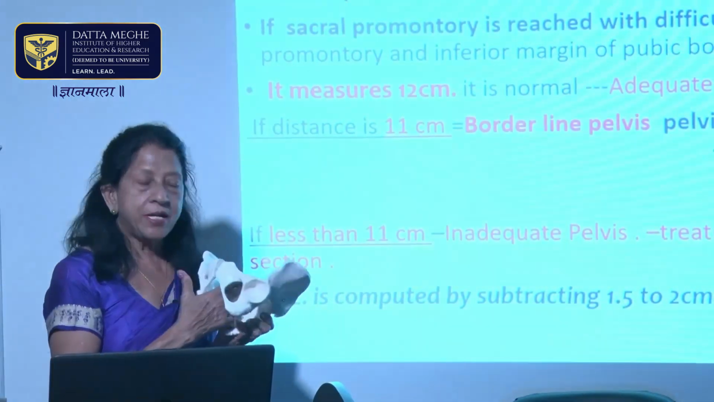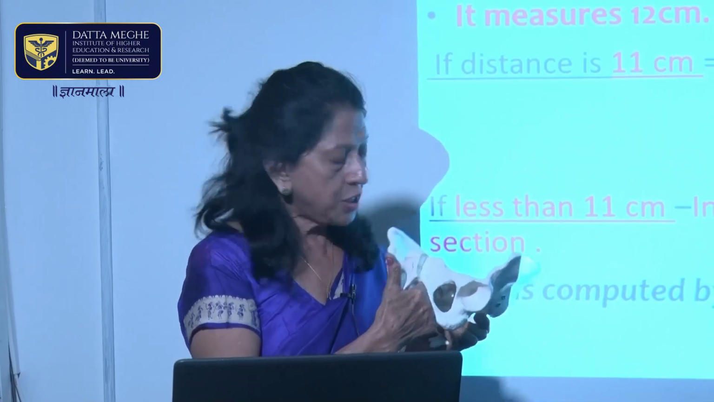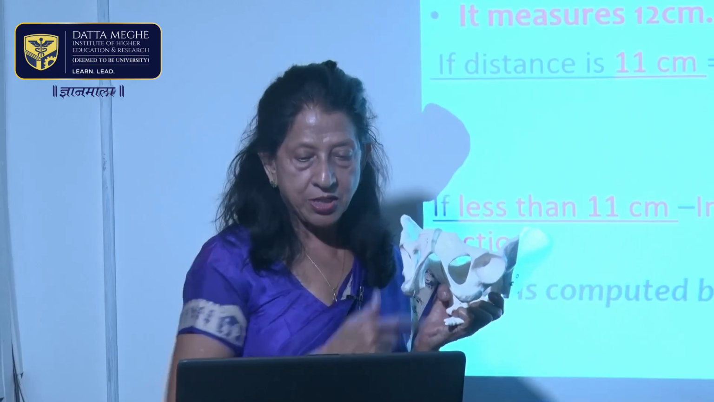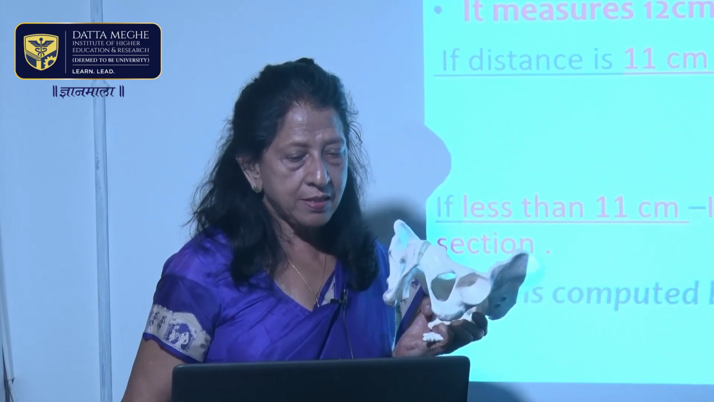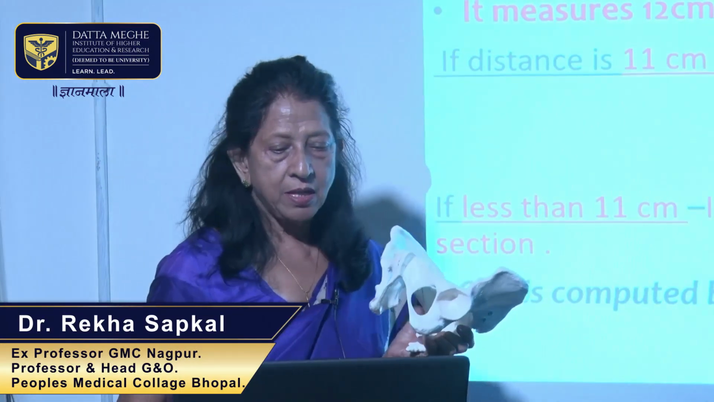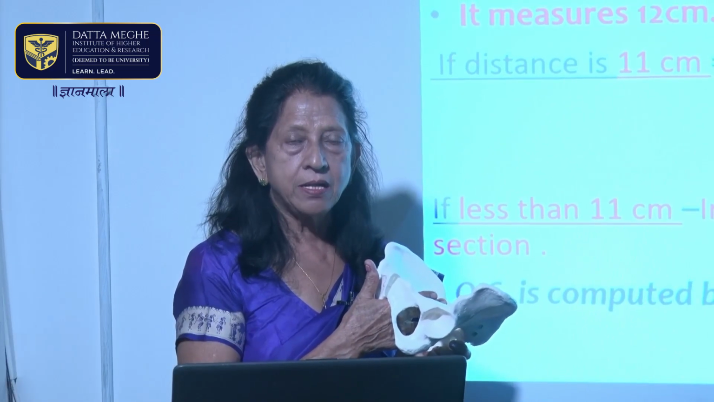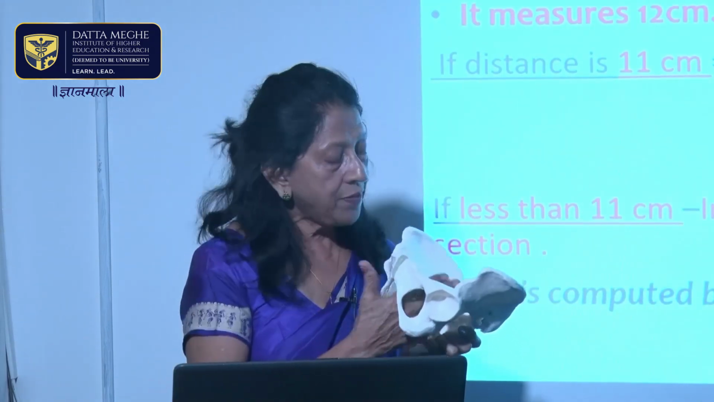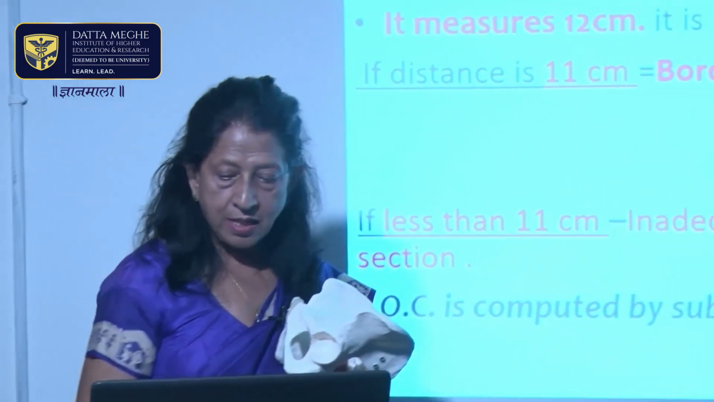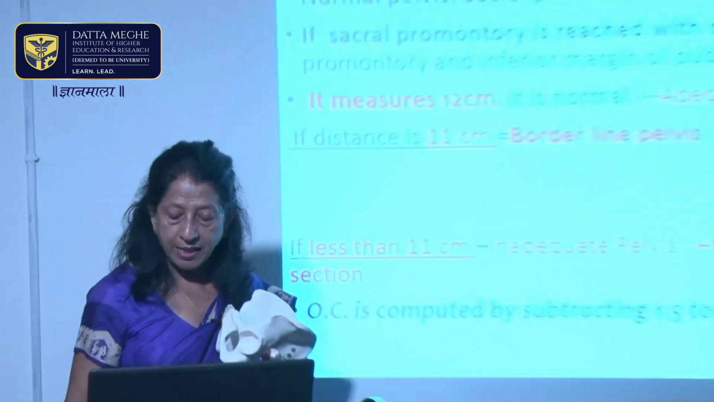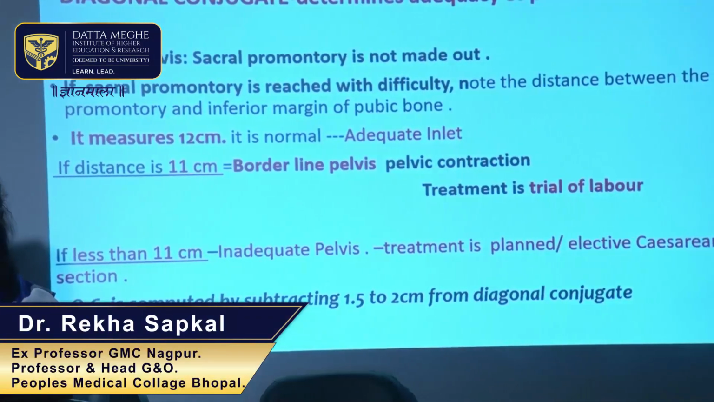If the sacral promontory is reached with difficulty, then only I will measure the diagonal conjugate. It is the distance between the sacral promontory and the inferior margin of the pubic symphysis. If this distance is 11 centimeters, then it is borderline inlet contraction and the treatment is trial of labor. But if this distance is less than 11 centimeters, then it is a major degree of pelvic contraction, an inadequate pelvis, and the treatment is planned or elective cesarean section.